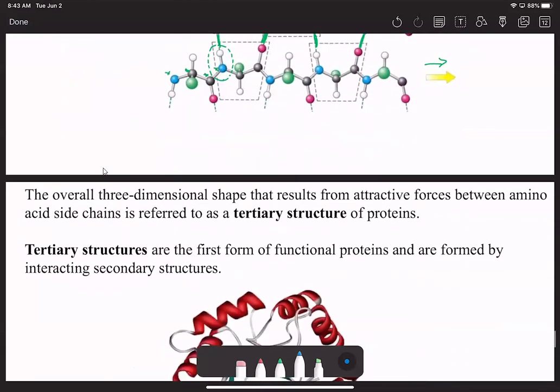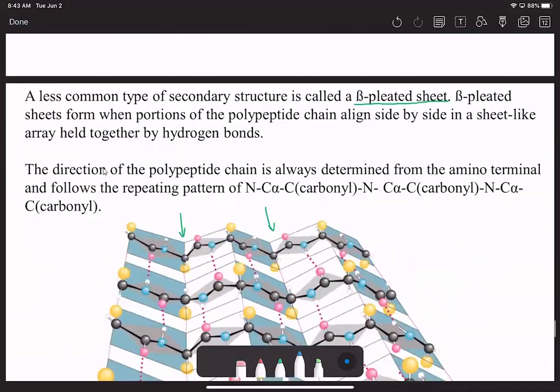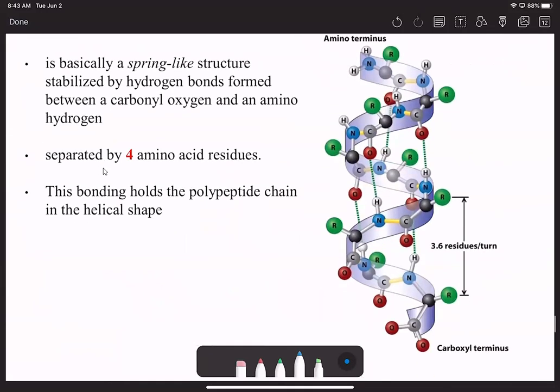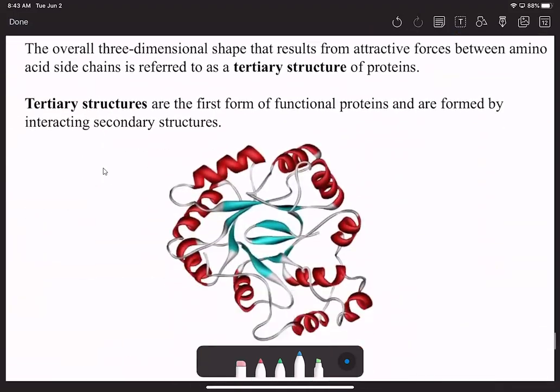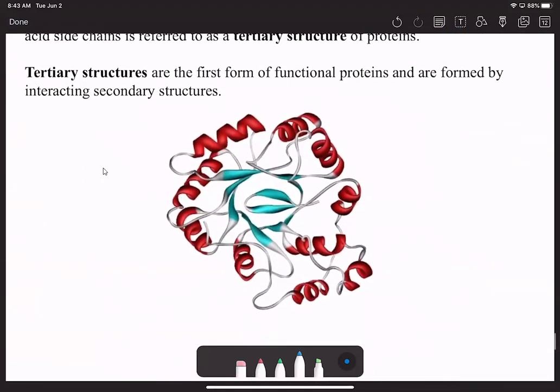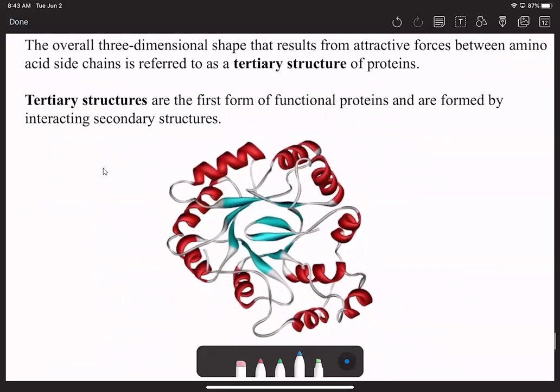All right. So both of those beta pleated sheets and these alpha helixes are what we consider secondary structures. Now we get what we call tertiary structures. Tertiary structures are the interaction of secondary structures.